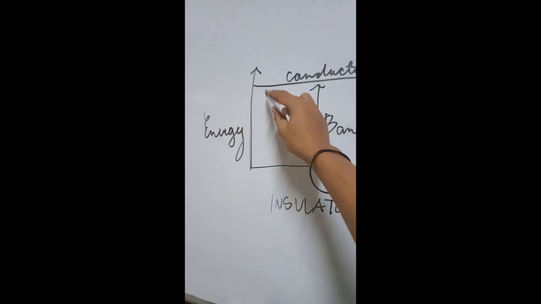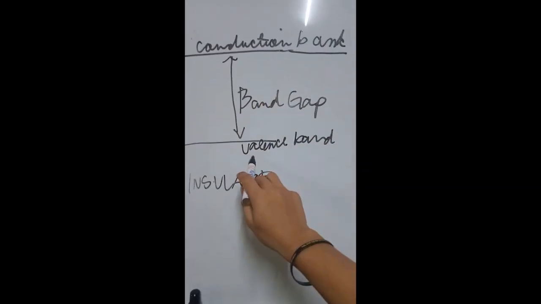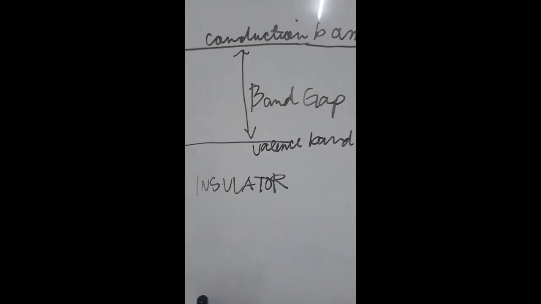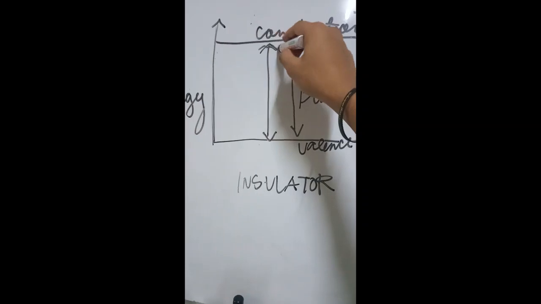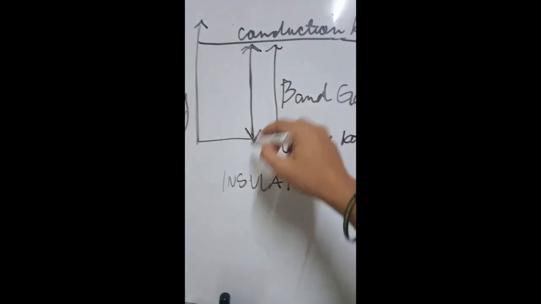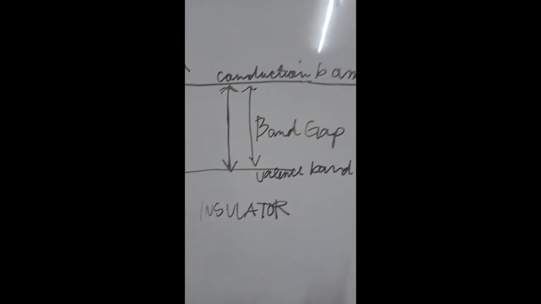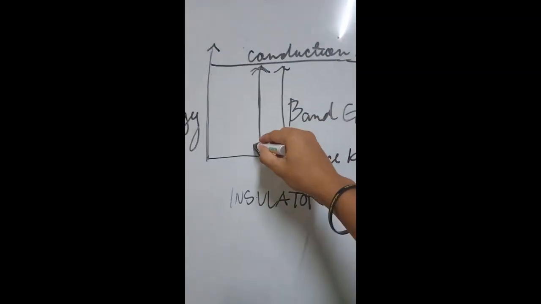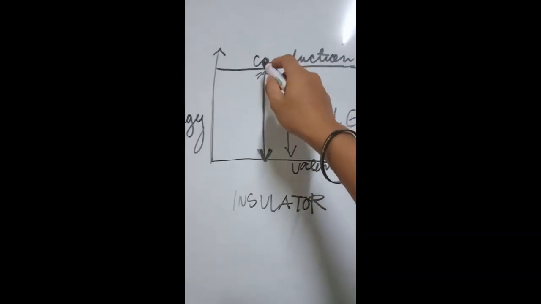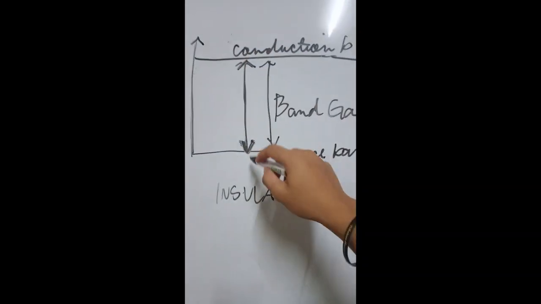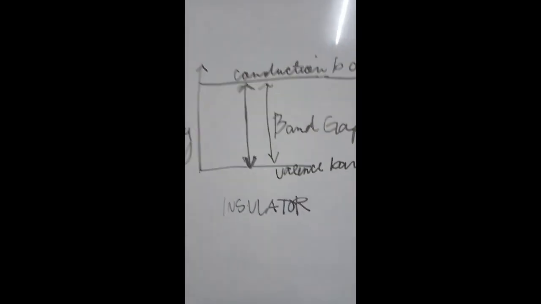This is for the insulator, meaning the gap between the conduction band and the valence band is so high. The gap is so high that that is the reason why the insulator will never generate electric current, because their gap is too high. So let's erase.